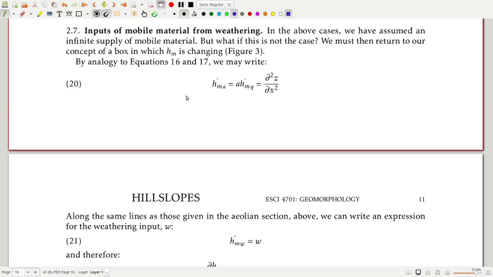So now that we've talked about aeolian material, which can be input from deposition or removed from erosion, let's think about what might happen actually inside our box of hillslope material, or perhaps at its bottom. So in these above cases, we've assumed that there's an infinite supply of mobile material that can move up and down the hillslope, but sometimes this isn't the case, right?